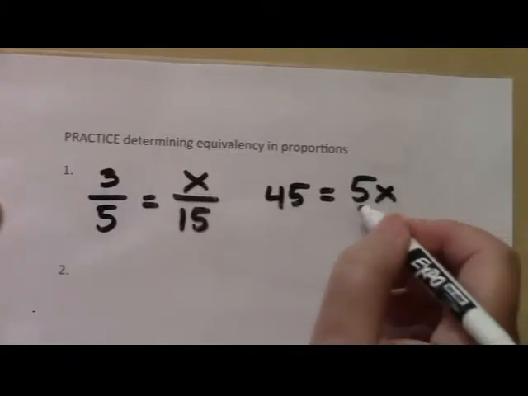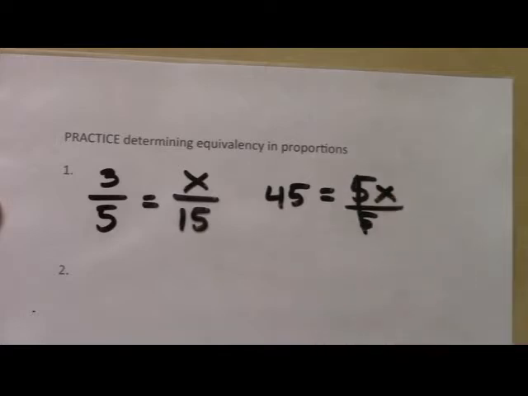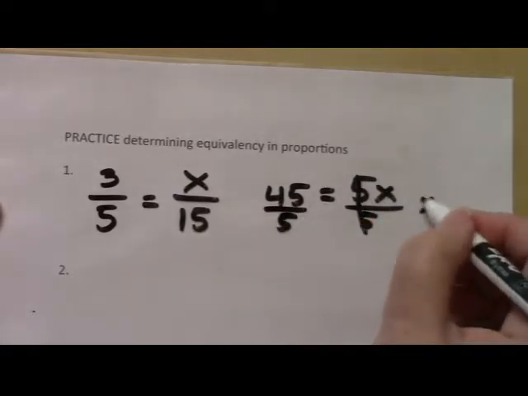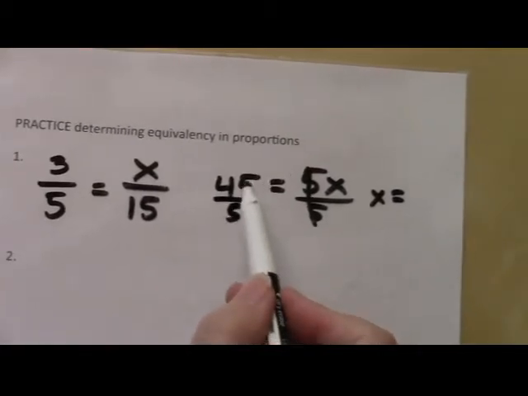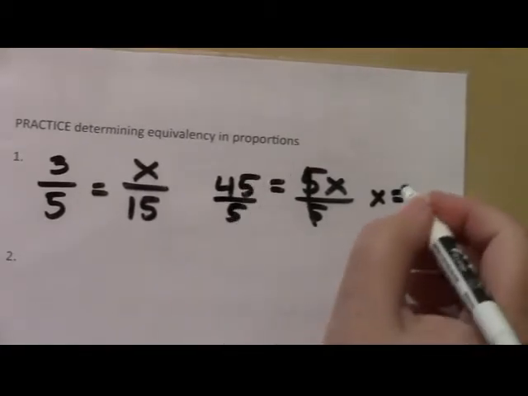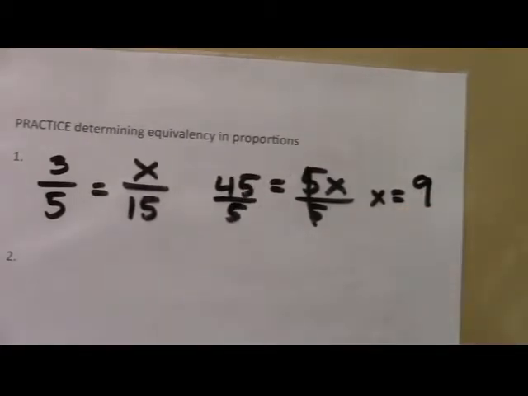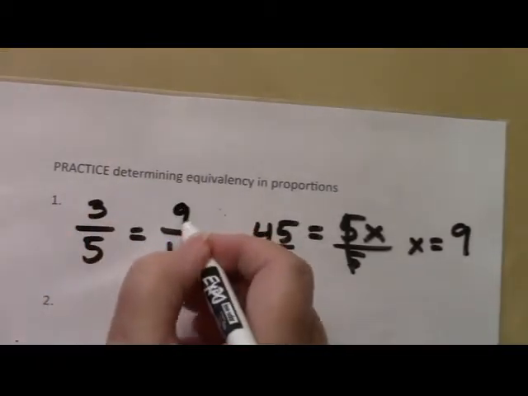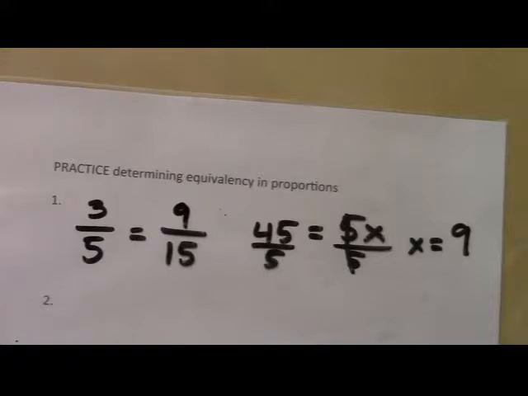Well, the 5 and the x are being multiplied, so let's divide by 5 to cancel. And then we have to do the same to the other side. So we know that x equals 45 divided by 5, which is 9. So that means if we put a 9 up here, we now have equivalent fractions. Let's take a look at number 2.